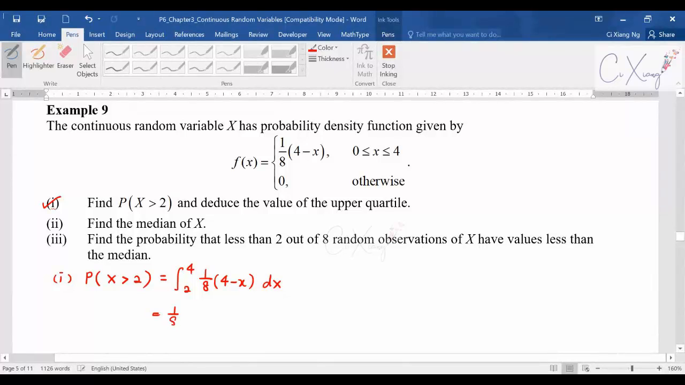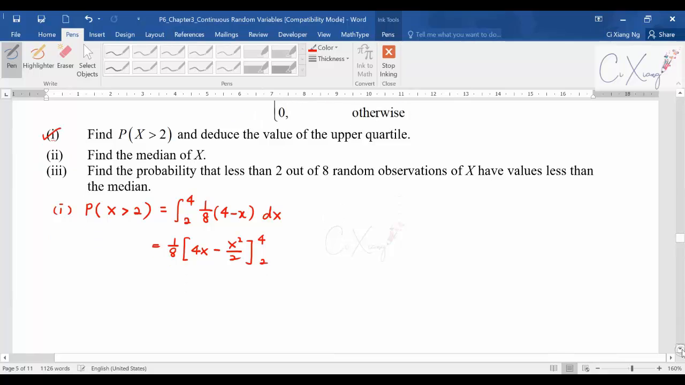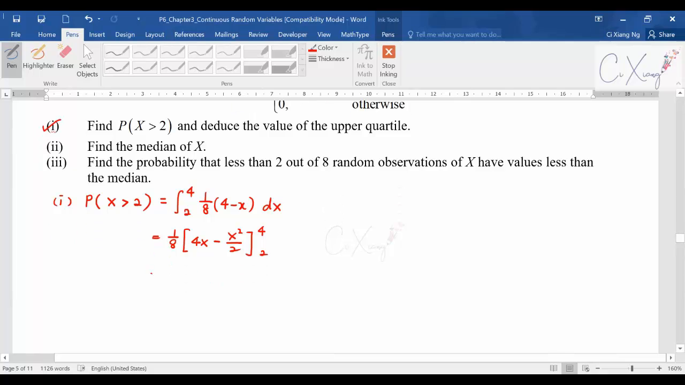Again, 1/8 is a constant, so I will take it out, and then I integrate 4 to get 4x, and integrate x to get x squared over 2. Then I put in the 4 and 2 here. What do I get after I substitute the value? You'll get the answer 1/4. So this is the probability.